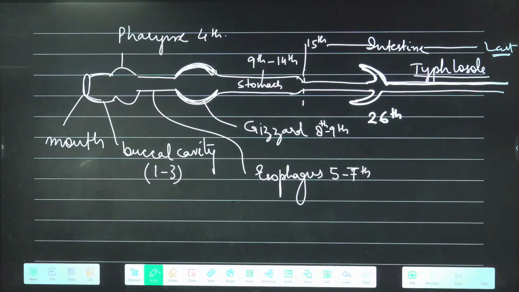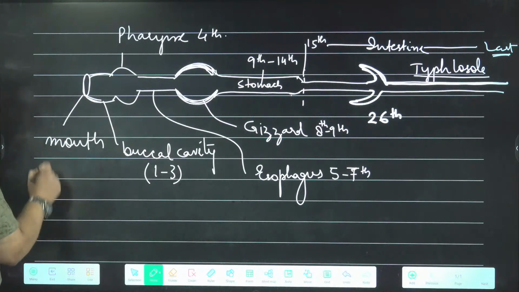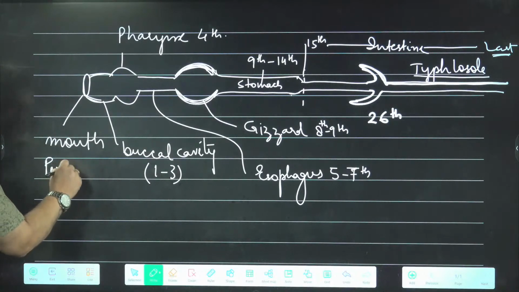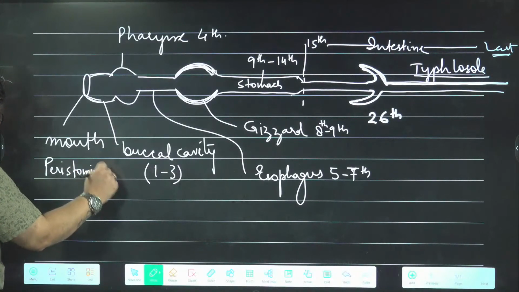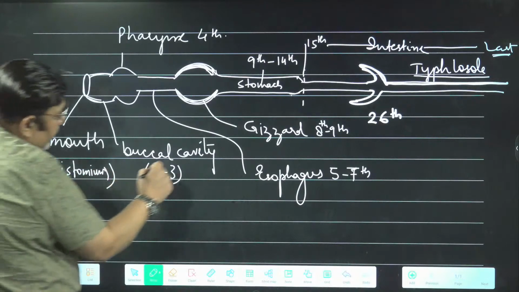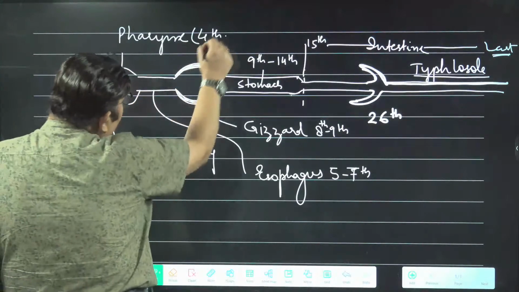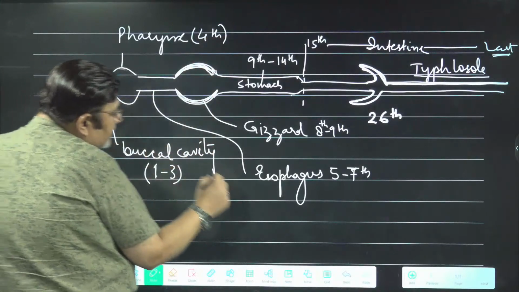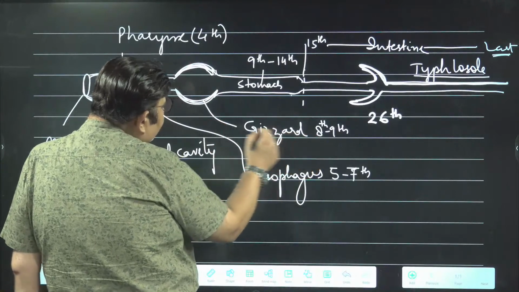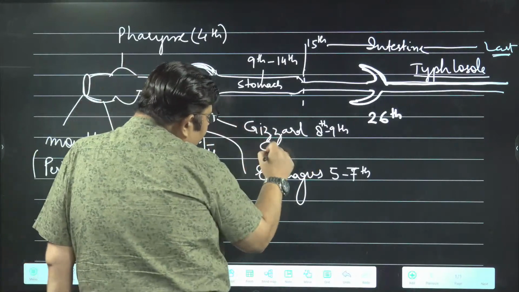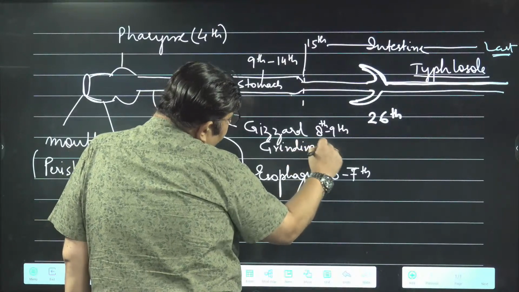Once again, the mouth is in the first segment, the peristomium. Then you have the buccal cavity, first to third segment. Then the pharynx on the fourth segment. Then the esophagus, 5th to 7th segment. After that, the gizzard, 8th to 9th segment. This is the grinding mill. Gizzard is the grinding mill.